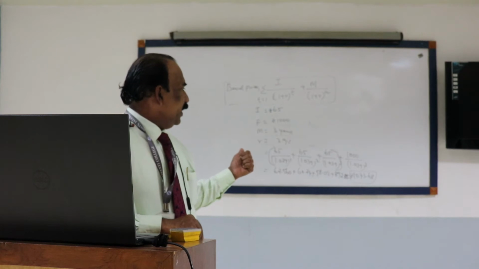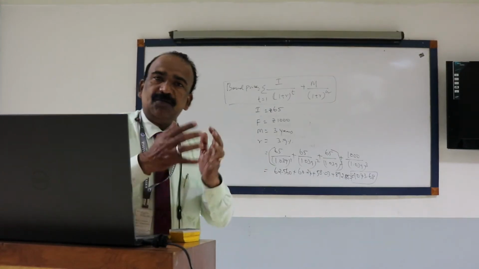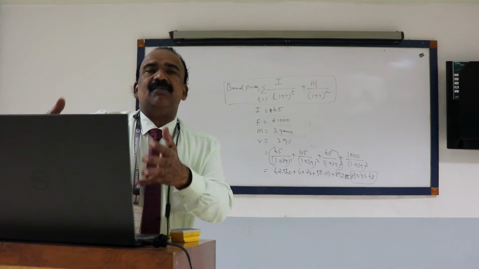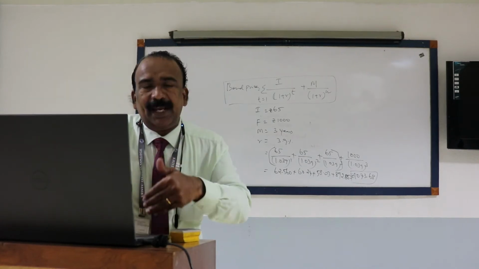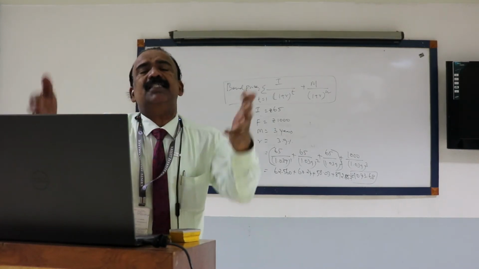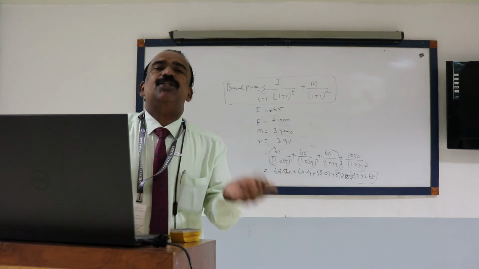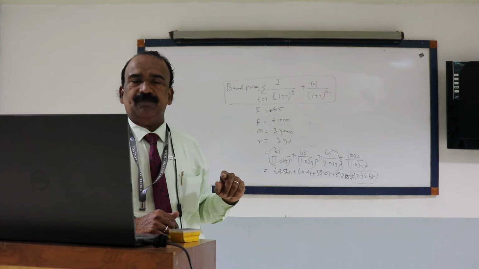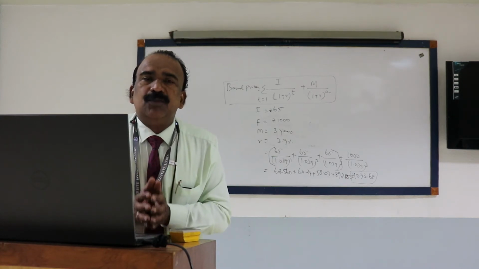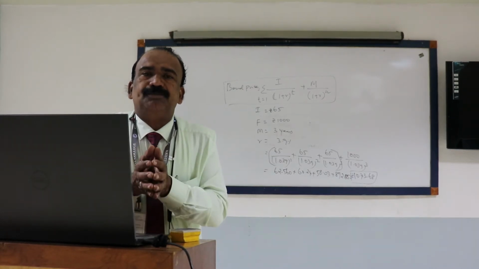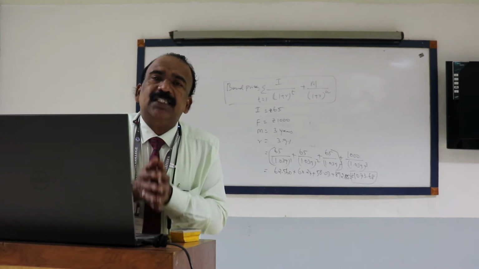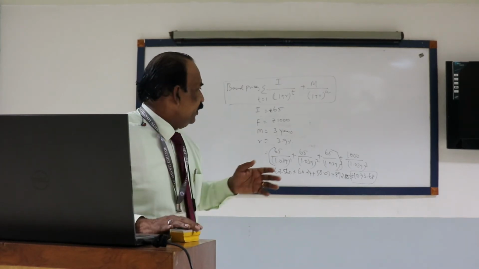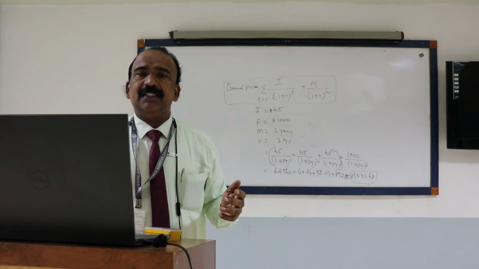That is 58.03. After 3 years, he will be receiving 1,000 rupees. What he invested today, he will be receiving after 3 years. So what is the value today? The value today is 892.85. That means the bond price you are going to invest today, after 3 years, there's a future value.